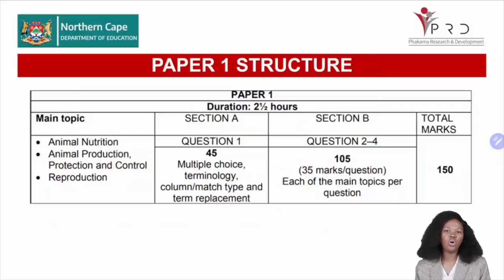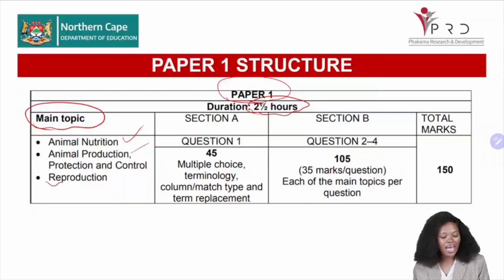Now, when it comes to the structure of the paper that you will be writing for the June examination, you must understand you are writing paper 1, and the duration of the paper will be 2 hours or 2.5 hours, and the questions will be based on all the topics that will be included: animal nutrition, animal production, protection and control, and animal reproduction. Your paper consists of 2 sections, Section A and Section B.